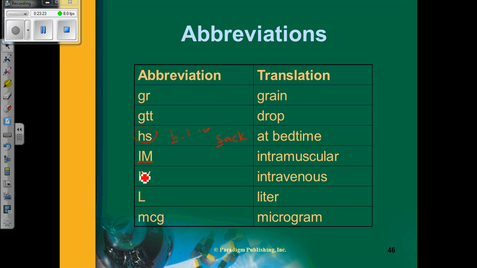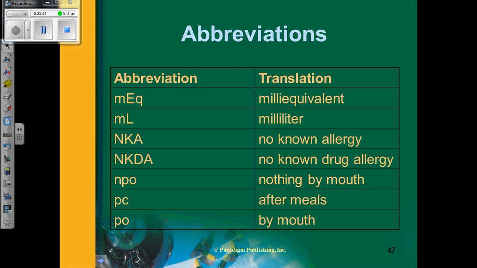Intramuscular, just abbreviations for IM. Intravenous, IV. Liter is L. Micrograms, MCG. I'm just showing you where they get their abbreviations from sometimes. Some may help you, others may not. If you have any better than mine, please let me know. I'll be glad to share them with the next class. Milliequivalent, MEQ. Milliliters, ML: M for milli, L for liters.